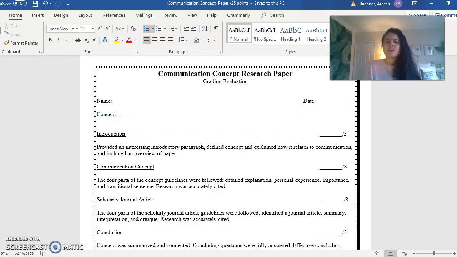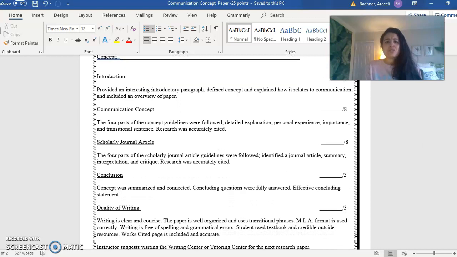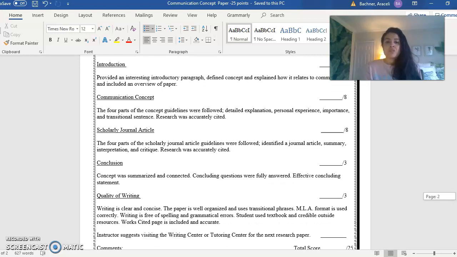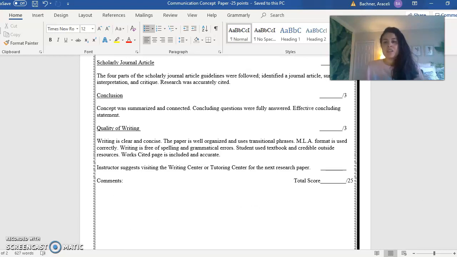Finally, this is the criteria of what I grade you on. 3 points for the introduction, about 8 for explaining the COM concept, 8 for the journal article, 3 for the conclusion, 3 for your quality of writing, and then in my comments on Canvas, I will give you some feedback and point you in the right direction if you need a little bit of writing help.